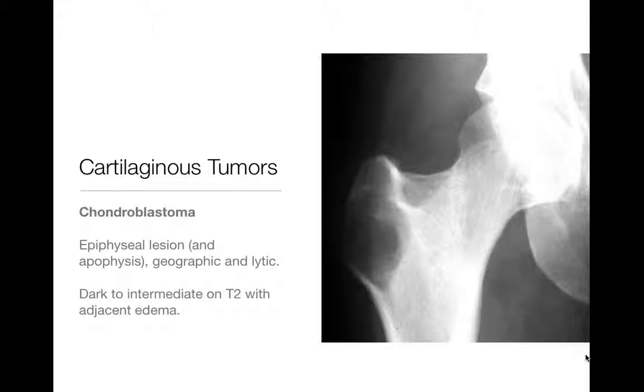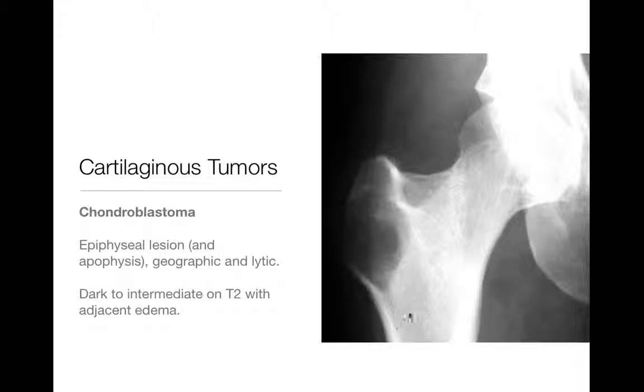Next up is the chondroblastoma. This is not a common tumor, but it's a good one to keep in mind for differential for a lytic lesion in the epiphysis in a child or a young adult. These are geographic lytic lesions. They're going to occur in the epiphysis or in an epiphyseal equivalent, which is an apophysis.